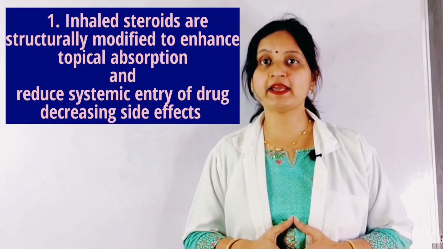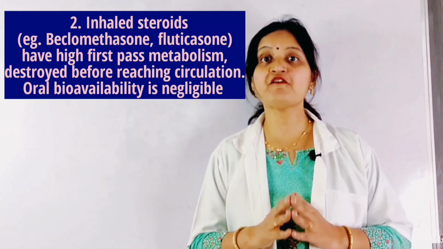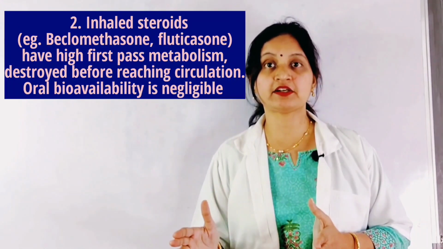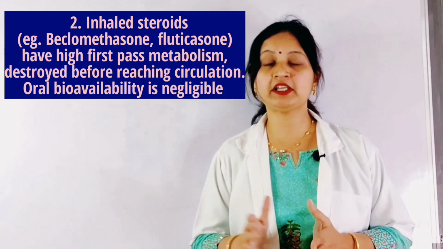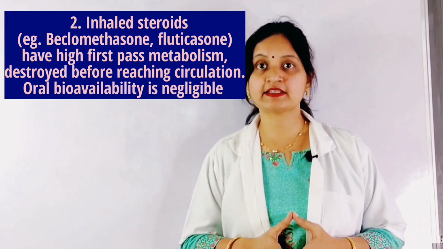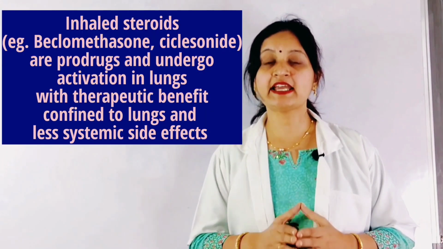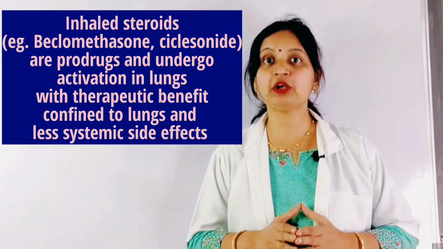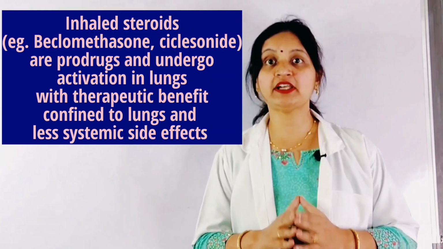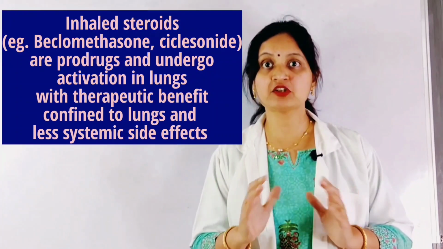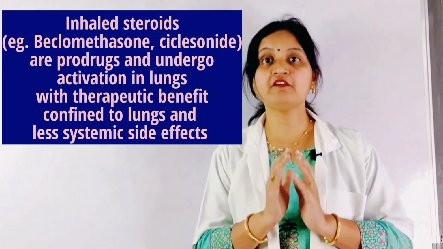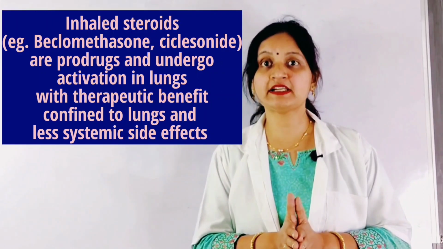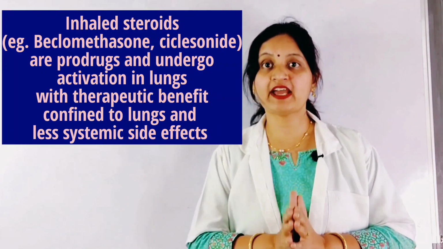Secondly, inhaled steroids such as beclomethasone and fluticasone have high first-pass metabolism. So, they are destroyed in the liver before reaching the systemic circulation, decreasing the oral bioavailability of the drug and decreasing the side effects. Thirdly, drugs such as ciclesonide and beclomethasone are prodrugs, or inactive drugs when taken orally, but they undergo activation in the lungs and therefore the therapeutic effects or benefits are confined to the lungs and the side effects are less. So these are the measures that are taken to reduce the incidence of side effects.